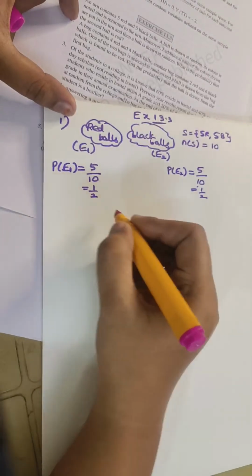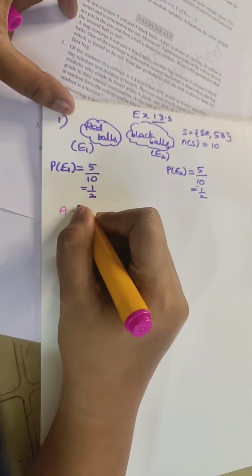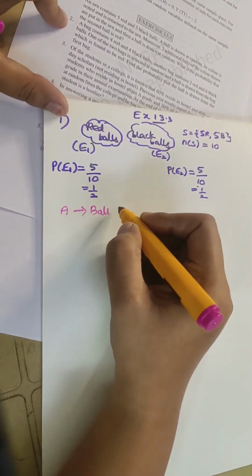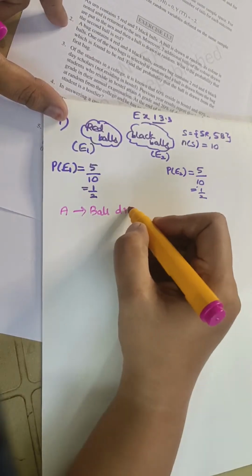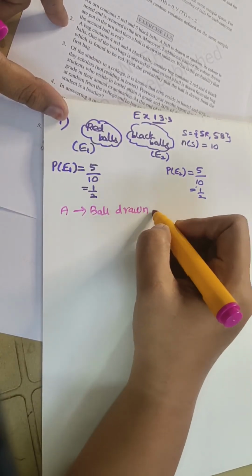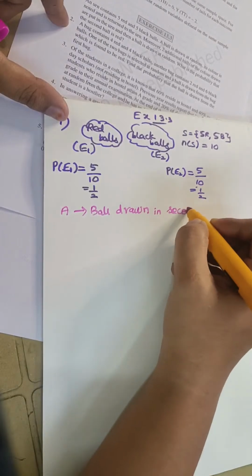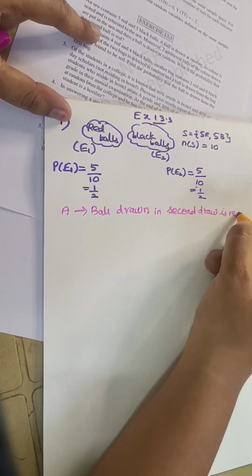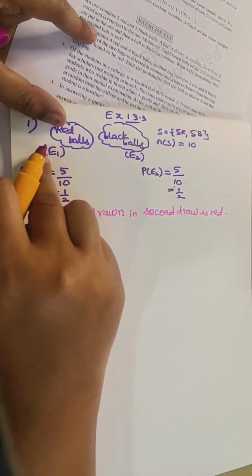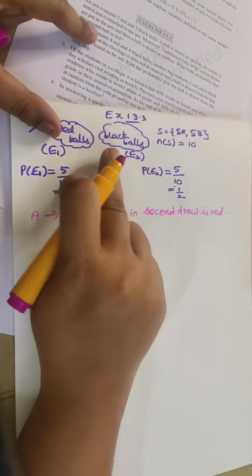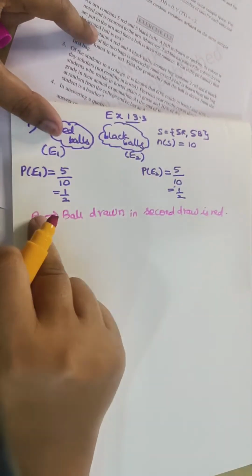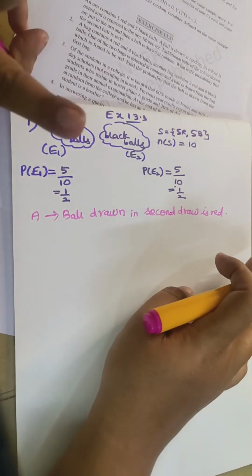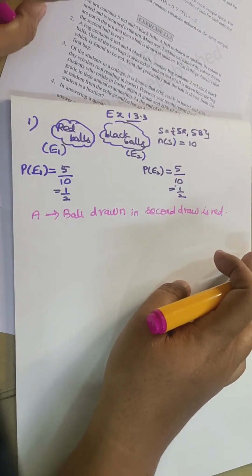So let A be the event that the ball drawn in the second draw is red. How do we have to write? Let E1 be the event of getting the red balls. Let E2 be the event of getting the black balls. Let A be the event of the ball drawn in the second draw being red. These are your three events.